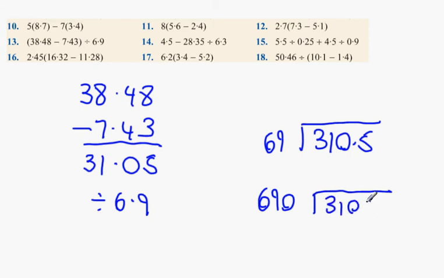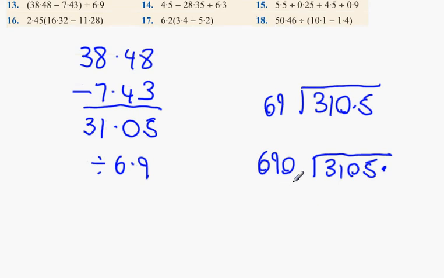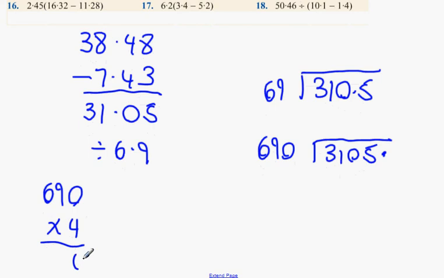We divide it in. 690 won't go into 310, so 690 into 3105. Let's count up. It might be 5 times, but I think 5 times is going to be too big, isn't it? Let's try 4 times. 4 into 690, multiply it out, what do we get? 0, 6, 3, 4 times 6, 24, 27. Take away 2760, and what do we get?